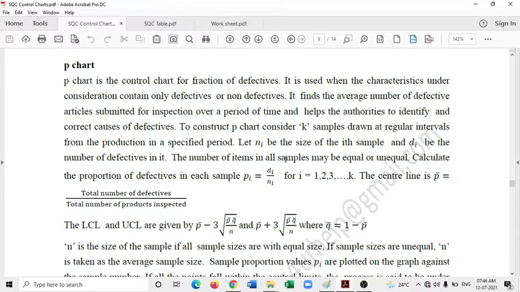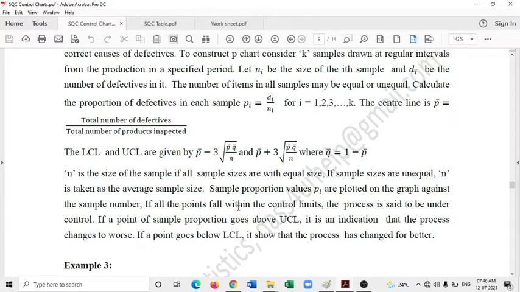Suppose the subgroups are not of equal size, say n1, n2, etc., nk, then n is taken as the average of these subgroup sizes, that is n1 plus n2 plus etc. plus nk divided by k. Now the sample proportion values Pi are plotted on the graph against each subgroup number, and if all sample proportions lie within the UCL and LCL, we say the production process is under control.